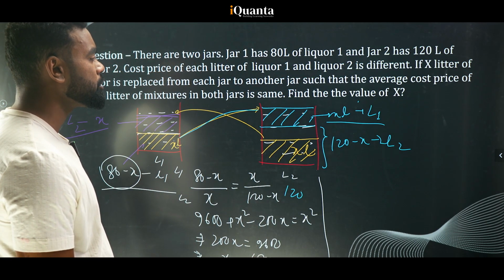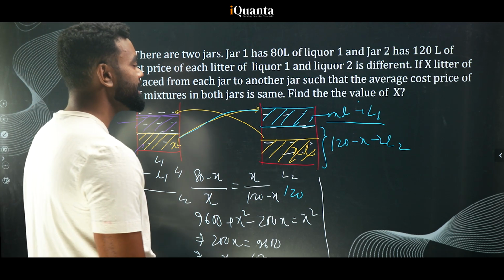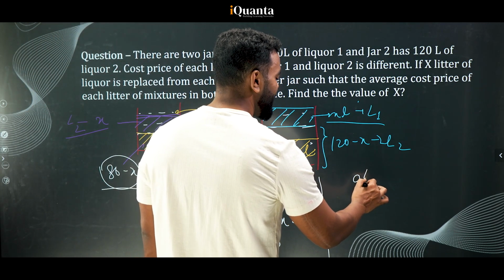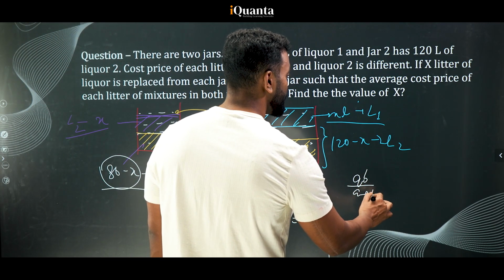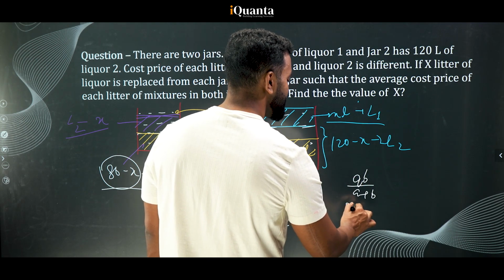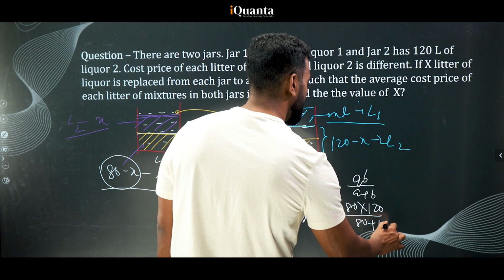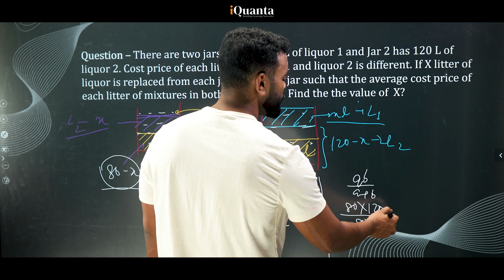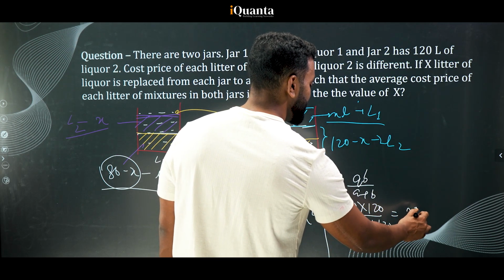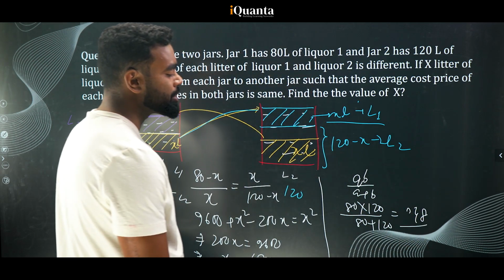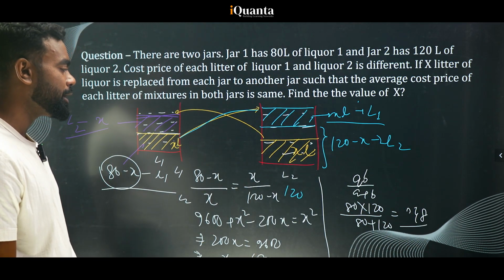Now what is the shortcut to solve this type of question? The shortcut is AB by A plus B, right? So let's say this is 80 into 120 by 80 plus 120. So this is like the jar's volume. If you solve this, you'll get directly 48. So hence your answer is 48. So that is the shortcut, AB upon A plus B.